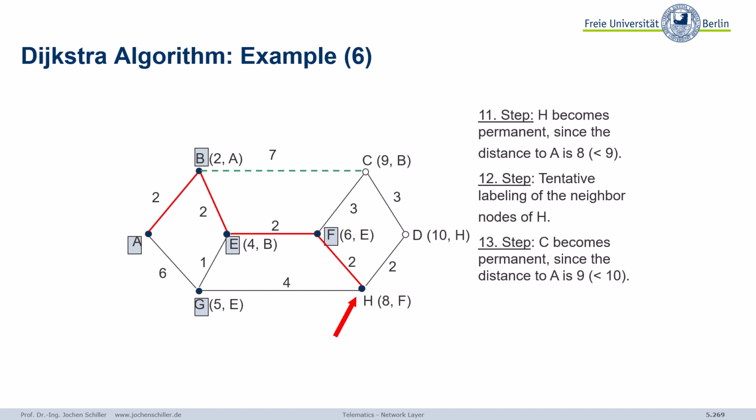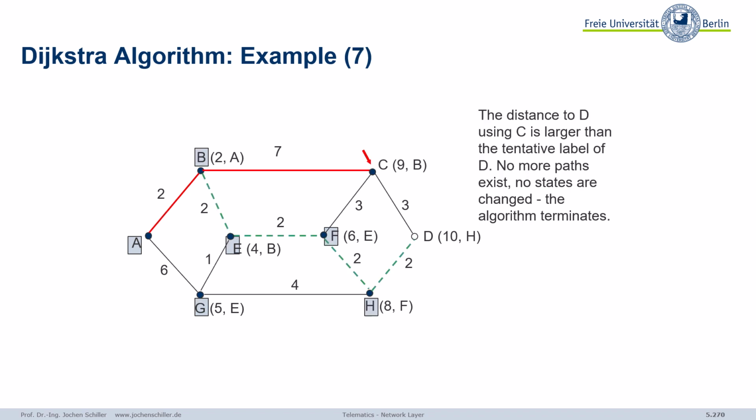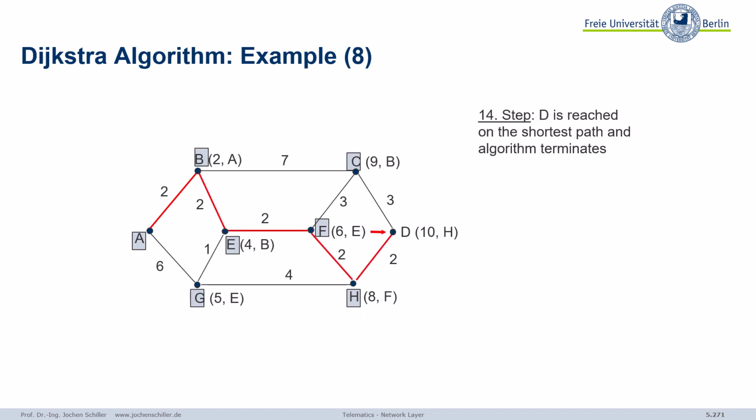Here, step 13, C becomes now permanent. Distance to A is 9, smaller than 10. And continuing, the distance to D using C is larger than this tentative label of D. No more paths. No states are changed. The algorithm terminates. And in this case we see that D is reached on the shortest path, and that's it. So that's a way how we can find the shortest path, in this case from A to D.